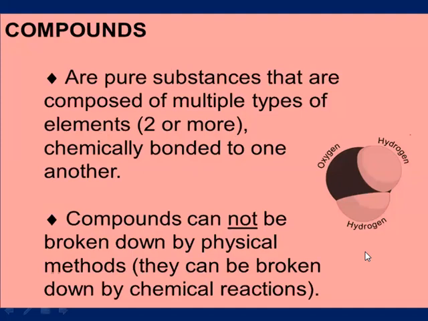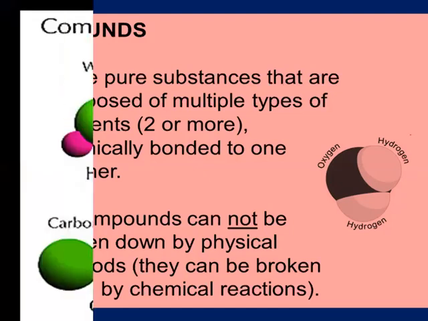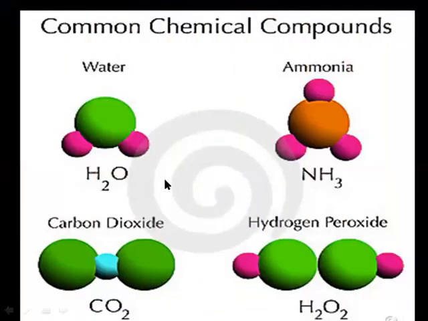An example of a substance is given here, which is a compound formed of two atoms of hydrogen and an atom of oxygen. Yes, the compound is the water molecule. Some common chemical compounds are shown here. Water, H2O. Ammonia gas, NH3. Carbon dioxide, CO2. Hydrogen peroxide, H2O2.